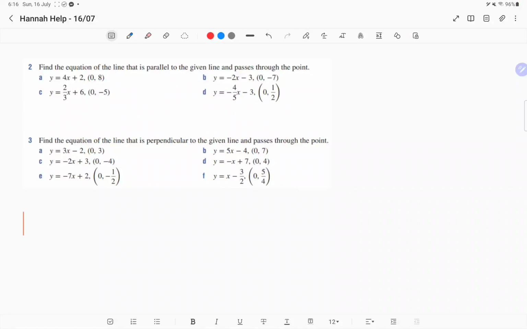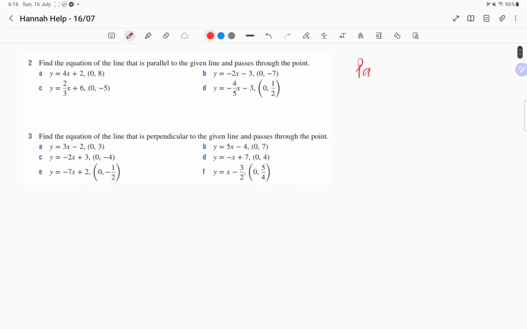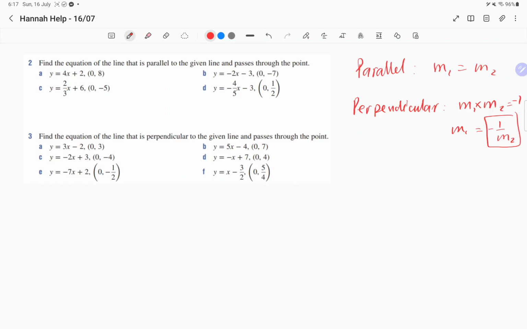All right. For these kinds of questions, just remember, if two lines are parallel, then the two gradients must be equal to each other. But if they are perpendicular, then the product of the two gradients, m1 times m2, would be -1, or m1 equals -1 over m2. This is what they mean by the negative reciprocal.